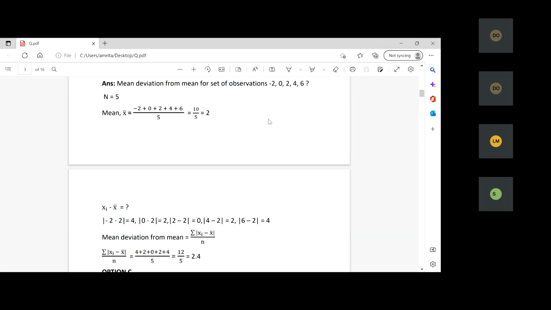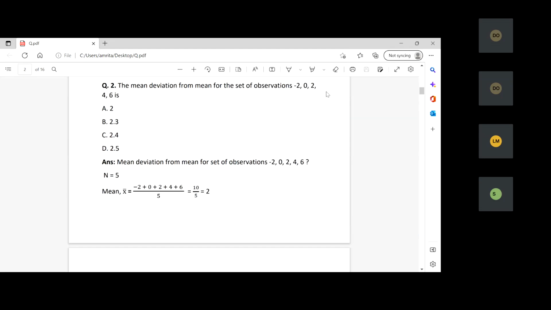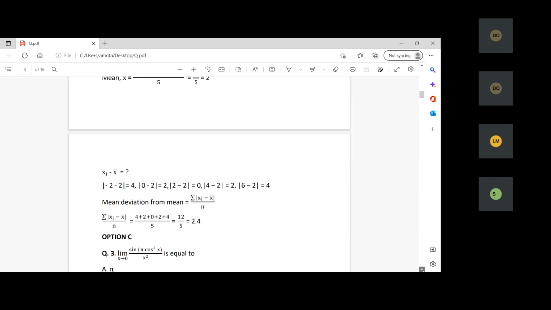Yes, just do the question once again. Just check the observations. It's minus 2, 0, 2, 4 and 6. So what will be the total of this one? This is 12 minus 2, so 10 by 5, which is 2. It's x bar, which is the mean. Once I find the mean, I need to find out the difference between these terms, right? So it will be the modulus of xi minus x bar. What will it be? Minus 2 is the first term. So minus 2 minus 2, it will be 4.